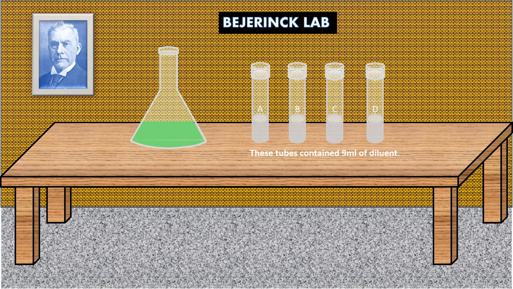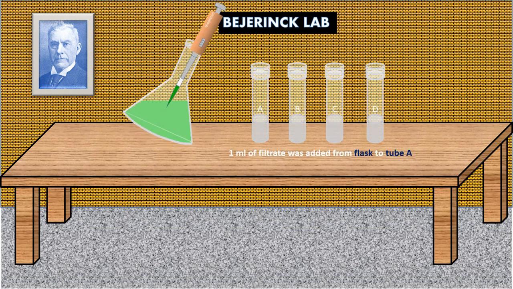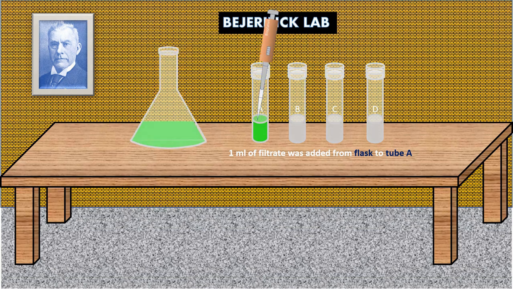Tubes in the video are filled with 9 ml of sterile diluent. Now one can take 1 ml of filtrate and add it in tube A, making a total of 10 ml. So it is a 1 in 10 dilution. Then 1 ml is shifted from tube A, which is already diluted 10 times, to tube B. In the third step, 1 ml is taken from tube B and transferred to tube C. And finally, 1 ml is moved from tube C to tube D.